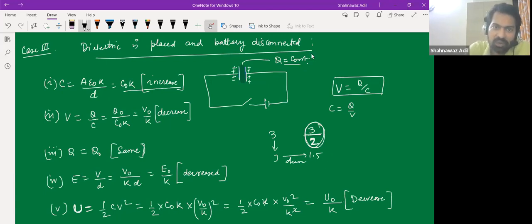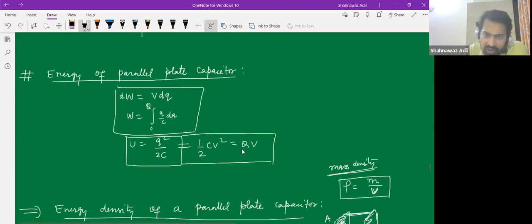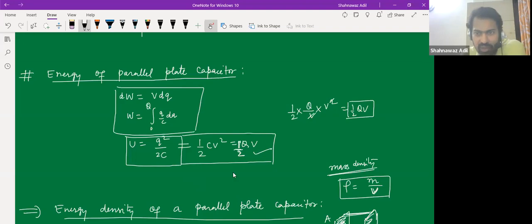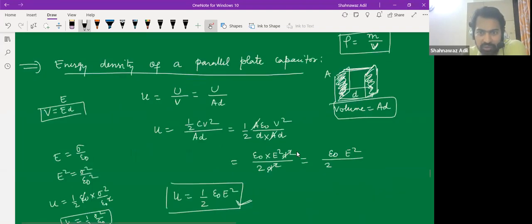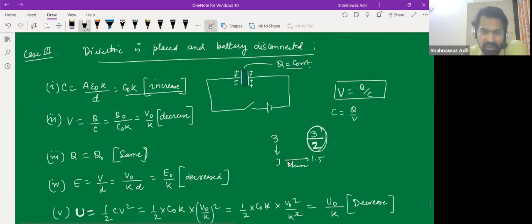Okay, so when I was doing this, so this is half Q. Okay, Aisha, please correct. So this would be half Q, right? Because C is Q by V, right? So half into Q by V into V square. So V square cancels. So half Q. This would be correct, right? Okay. Yeah, please, you guys note it down, and then if you have any doubts, please tell.